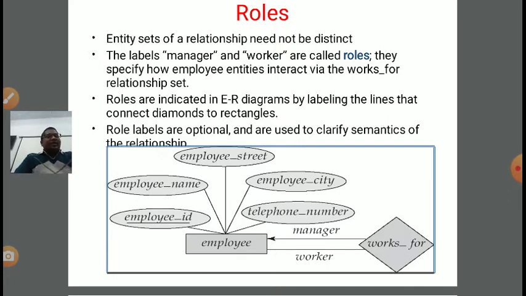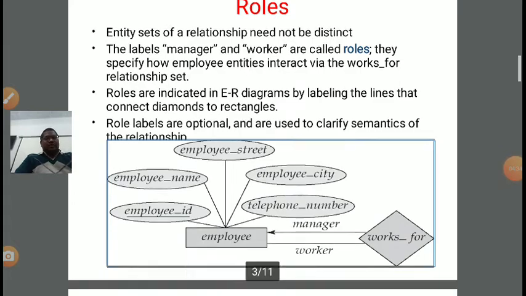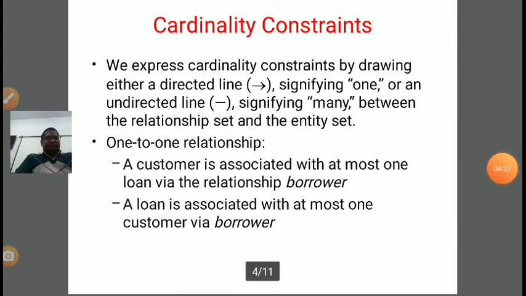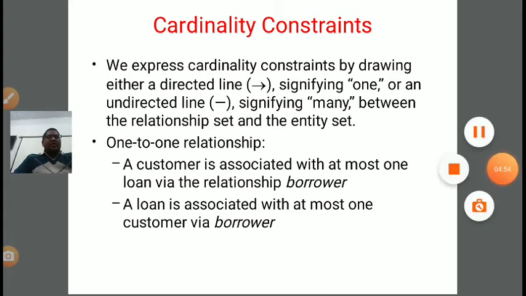Role labels are optional and are used to clarify the semantics of the relationship. That means if the relationship is two directional, then in order to clarify the semantics, the meaning of the relationship, we need to write down the roles. Now, cardinality constraint. We already discussed cardinality constraint in the previous lecture. In cardinality constraint, there are four variations: one to one, one to many, many to one, and many to many.